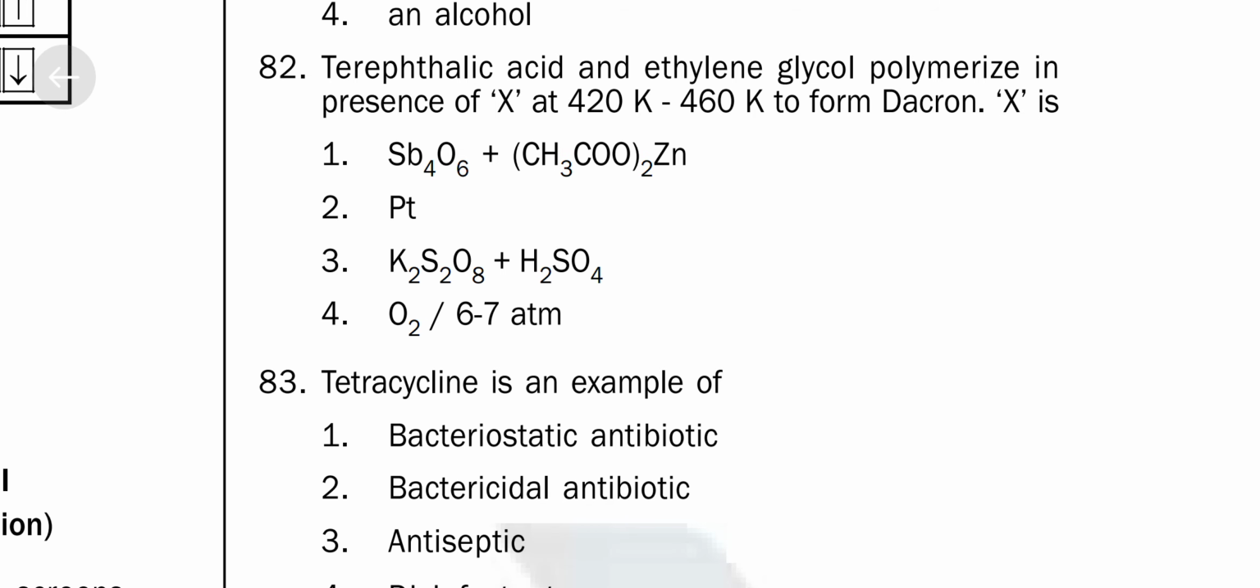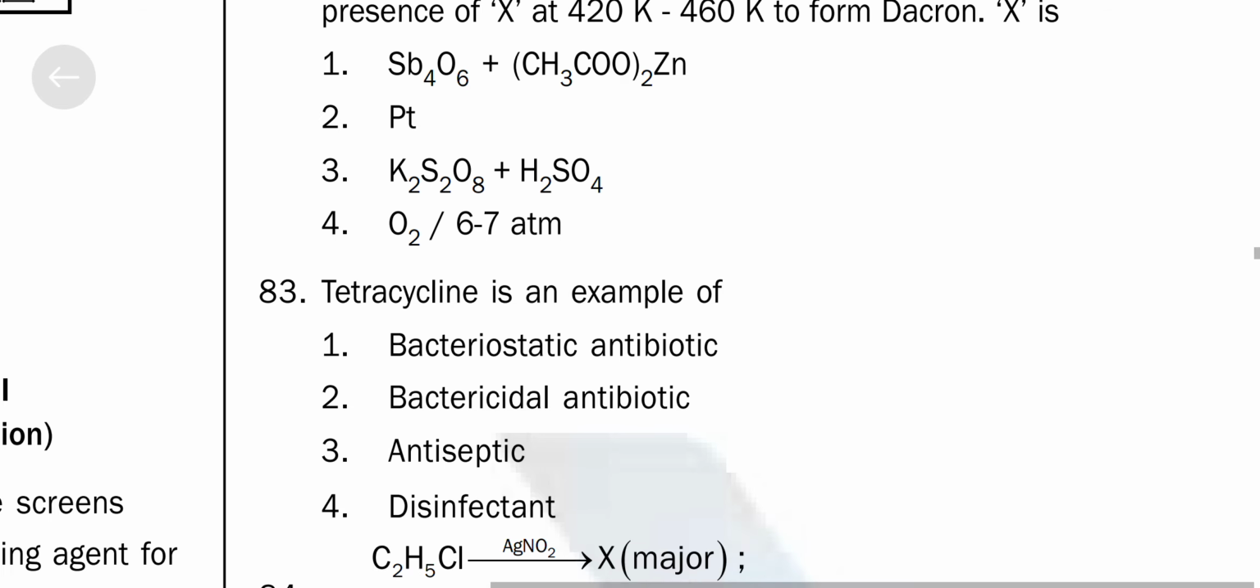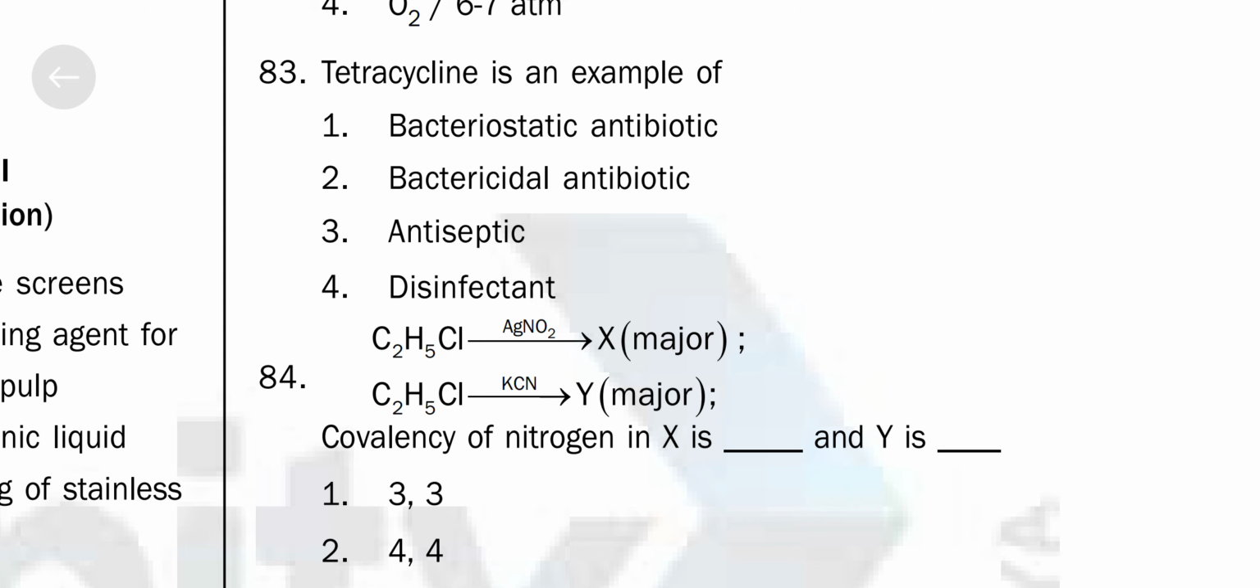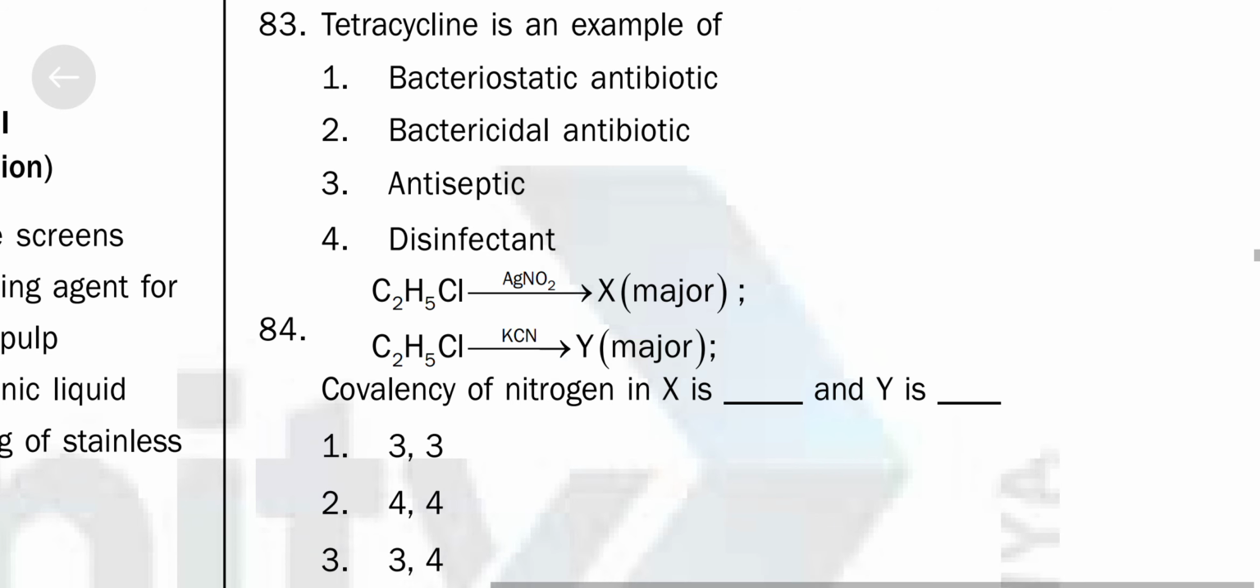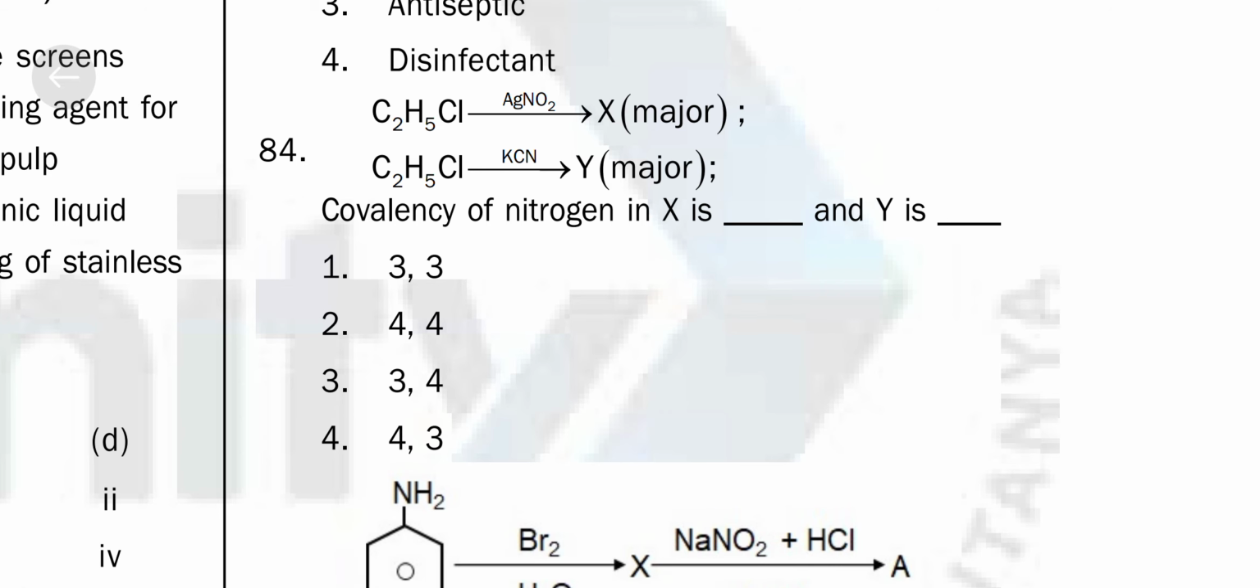Terephthalic acid and ethylene glycol polymerize in the presence of Sb2O3 and (CH3COO)2Zn, memory based. Tetracycline is an example of bacteriostatic antibiotic, direct memory based question.